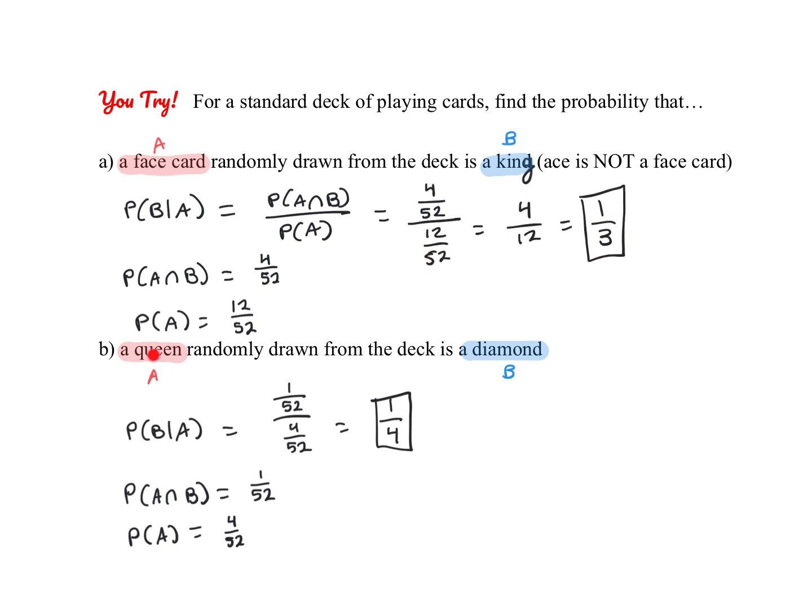The second part, being a queen, is the condition, because it's a queen that is randomly drawn, is also a diamond. So it's the probability of B given A. The probability of both happening, well, there's only one queen that is a diamond. It's the queen of diamonds, so it's a 1 out of 52 probability. And the probability of being a queen is 4 out of 52. So there is a probability of 1/4 that it is a diamond, given that it is already a queen.